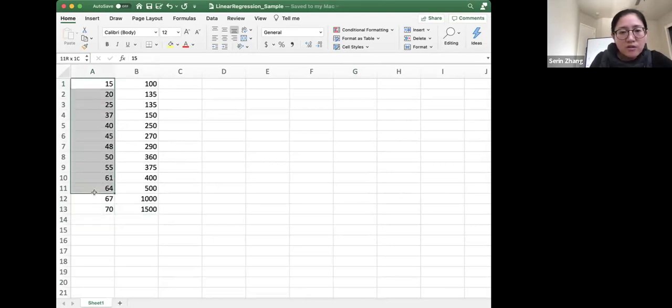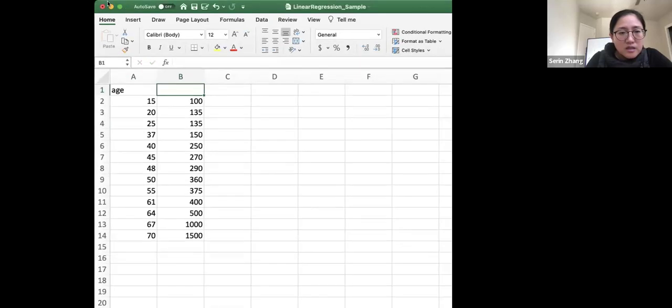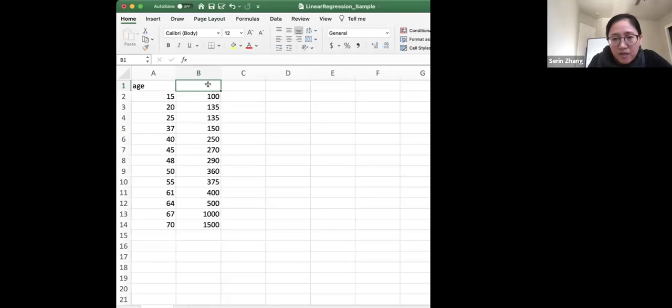So actually the column A data is the age. Okay, so let me just put the labels for the column. It is the age. And this one is showing the average amount spent on the medical expenses. Okay, so average medical expenses.